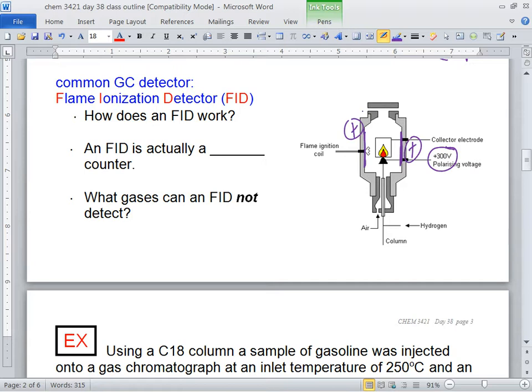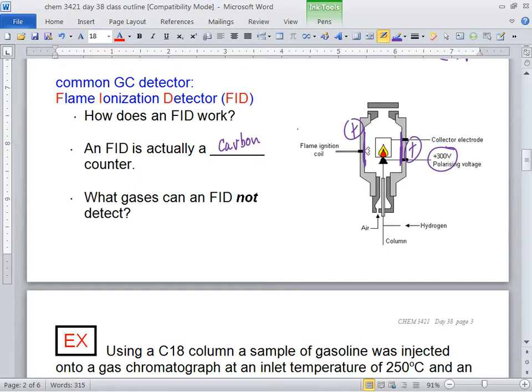It just ionizes carbon atoms. And is that going to work for everything? No, it's just a property of carbon. Okay, and it's very nice though, because anything organic has carbon in it, so it's very, very applicable. So if you kind of followed what I said, maybe you can answer this question. An FID is actually a blank counter. Carbon. It's a carbon counter. I guess it better would be a carbon atom counter or carbon ion counter, but it's a carbon counter.